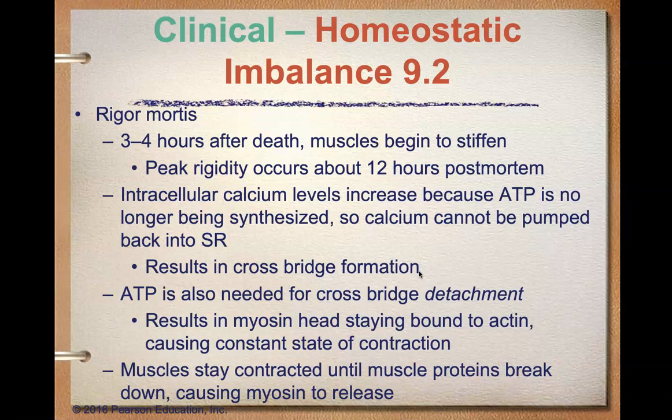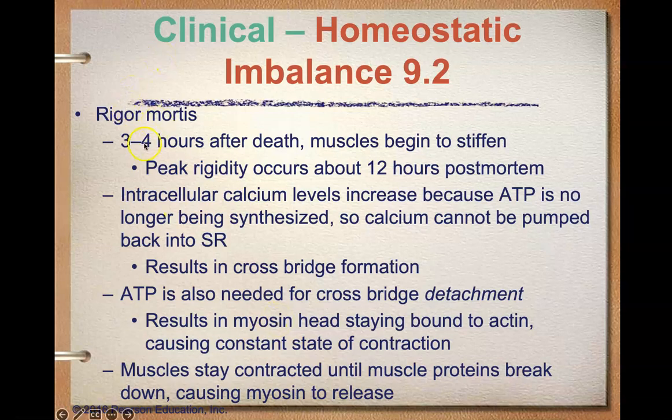So again, some more information on rigor mortis. I already talked about rigor mortis, so you guys kind of already know this. It's just a slide on this. But basically, it's to remind you that ATP is needed for cross-bridge detachment for that myosin head to be released. So if for some reason, when someone dies, they're not producing ATP anymore, this is going to result in those myosin heads staying bound to the actin and causing this kind of constant state of contraction, which we call rigor mortis.